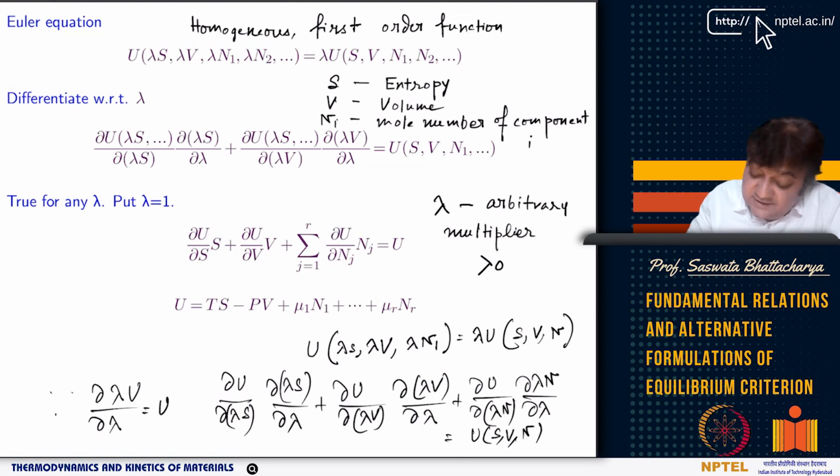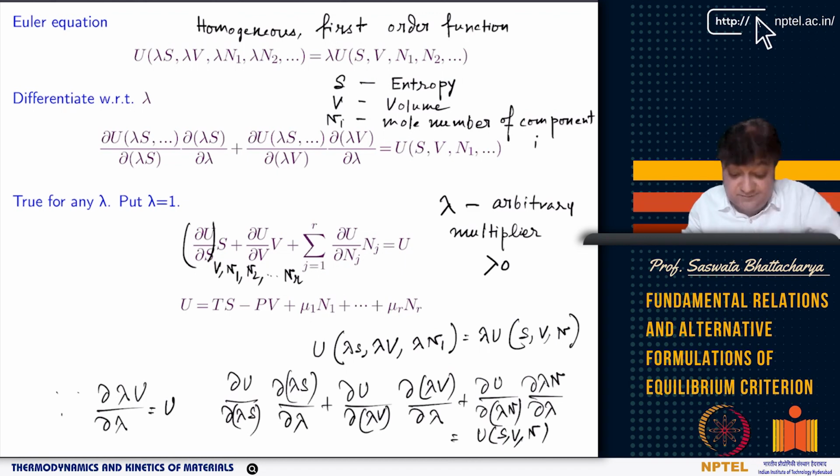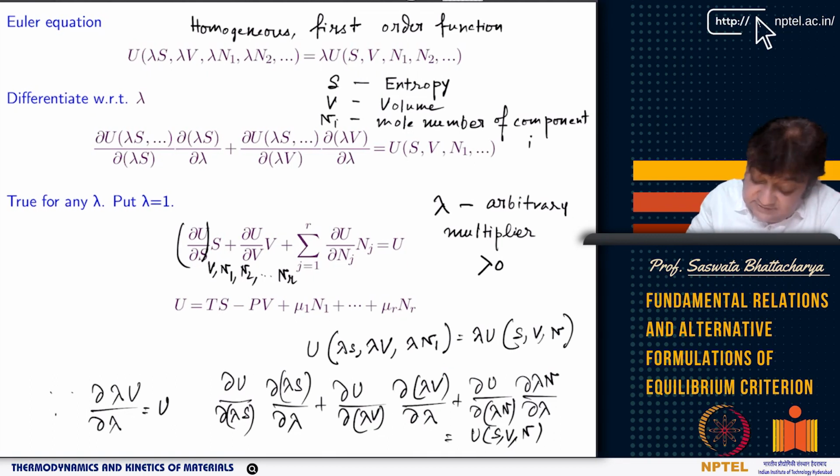So you have r components, and so it becomes del u del nj nj equals u. So what you can write now is u equals ts, right? Del u del s is t. When I am talking about del u del s, remember that V is constant and all the n1, n2, all the component mole numbers are constant, volume is constant. Then del u del s is nothing but t.